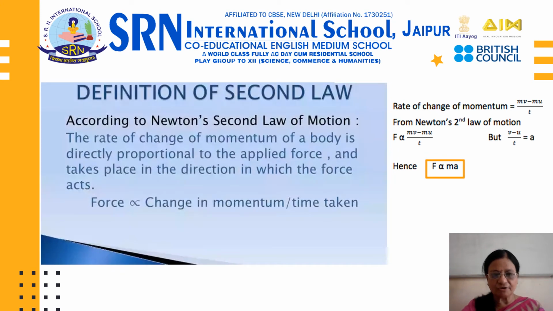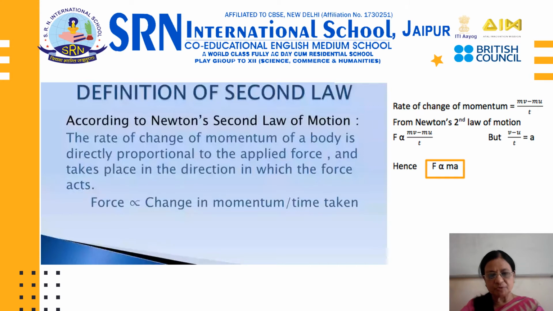Newton's second law of motion. Newton's second law of motion states that the rate of change of momentum of a body is directly proportional to the applied force and takes place in the direction in which the force acts. In the second law of motion, we find that there is a change of momentum taking place, where the force is directly proportional to the change of momentum upon time taken.